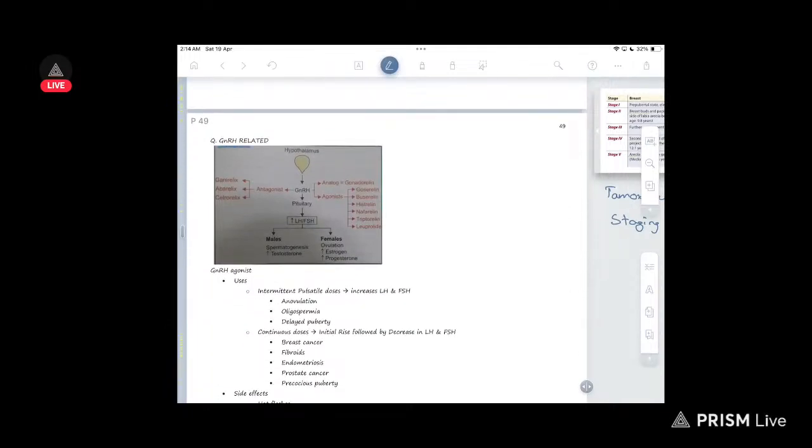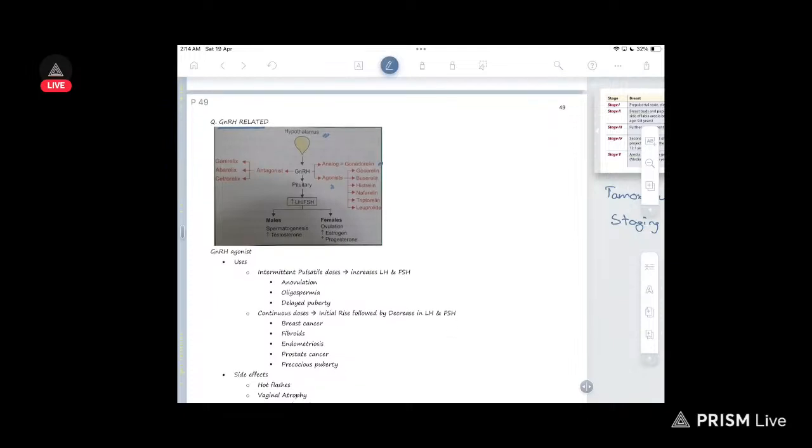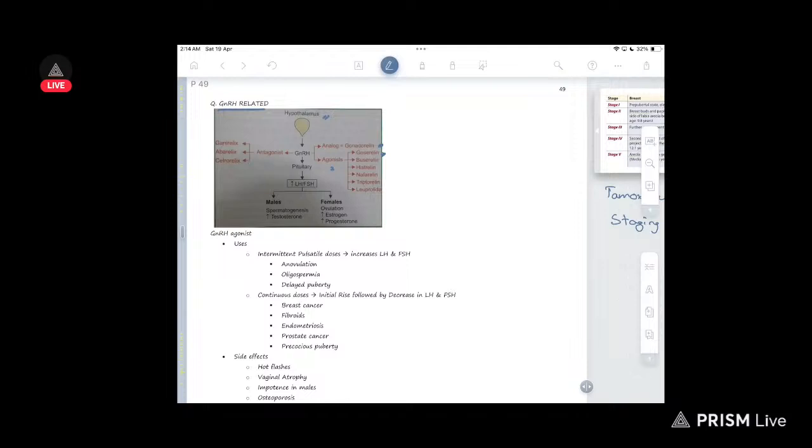So GnRH related, the hypothalamus will be there. GnRH analog agonists are goserelin, leuprolide, buserelin. All of them can be provided. Agonist. Antagonists, you have ganirelix, cetrorelix, gonadorelin.